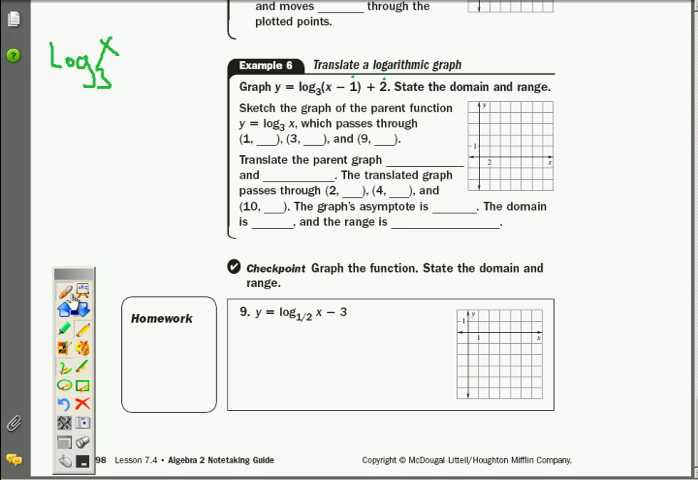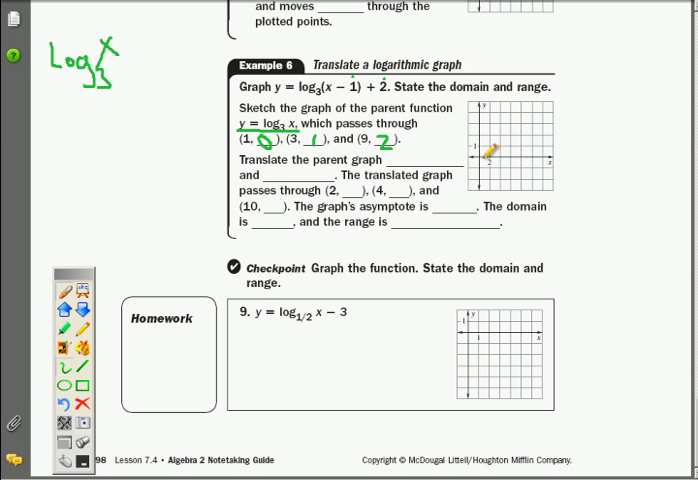Let's erase that. There we go. Turn it on. They're graphing y equals log base 3 of x. Gotcha. And then they're going to translate it. So when we put a 1 in there, we got a 0. We put a 3 in there. 3 to the 1 is 3, and 3 to the 2. And so we graph those points.